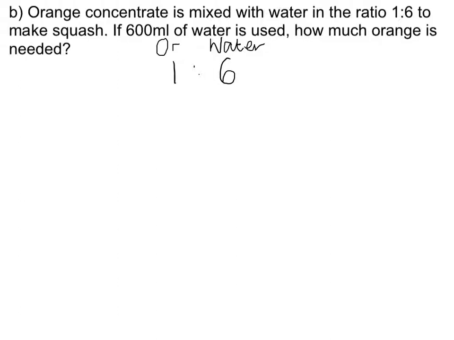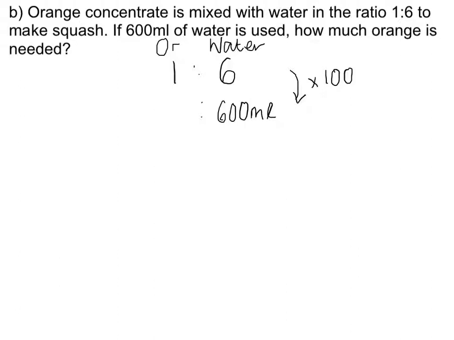Right, so I've now been told I have 600 millilitres of water. So that's this side this time, because it's the water that I've been told. And this number here is now my missing number. Apart from that, it's exactly the same as before, in that I need to work out how I have got from 6 to 600. What have I got to multiply 6 by to get to 600? Obviously, 6 times 100 gives me 600, so that's my missing number.